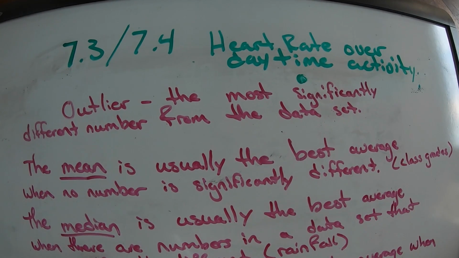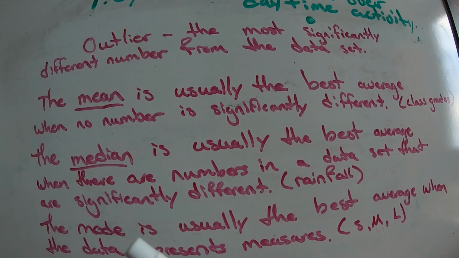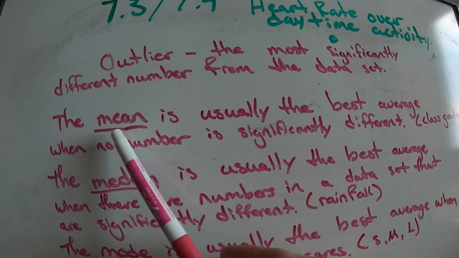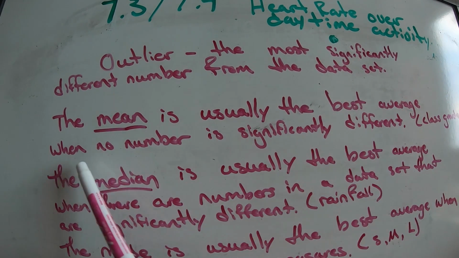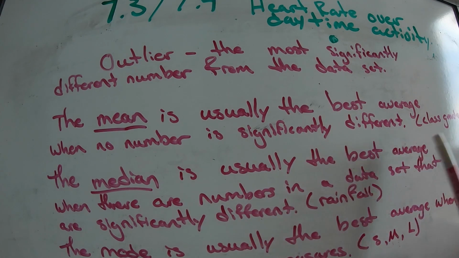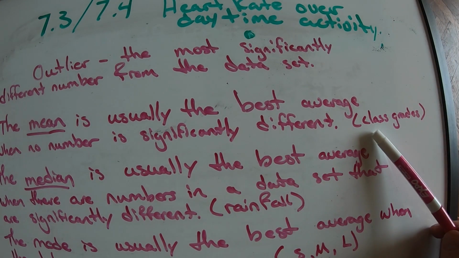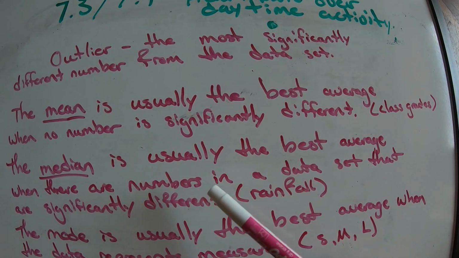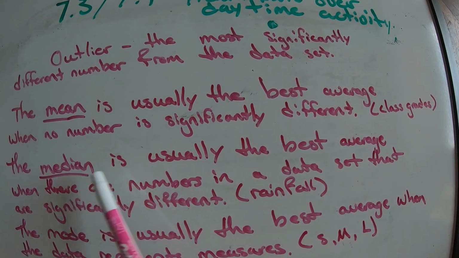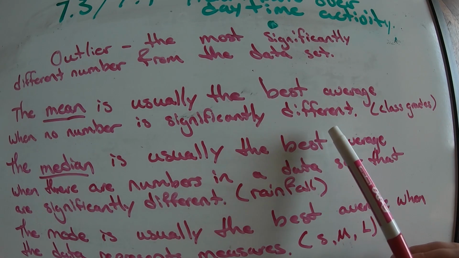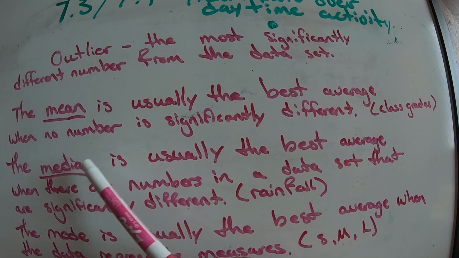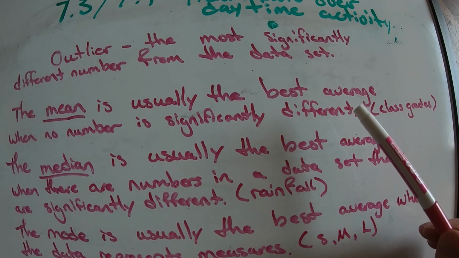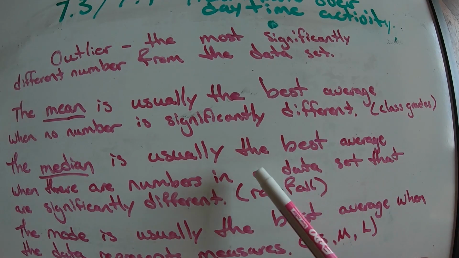So next up, we're going to look at when you should use mean, median, and mode to find different averages. So the mean is usually the best average when no number is significantly different. So for example, class grades. If everyone in the class has a mark between 75 and 100, relatively speaking, from 0 to 100, they're fairly similar. So what I would do is take all of the students' grades, add them up, and then divide by the amount of students. And that would give us a class average.